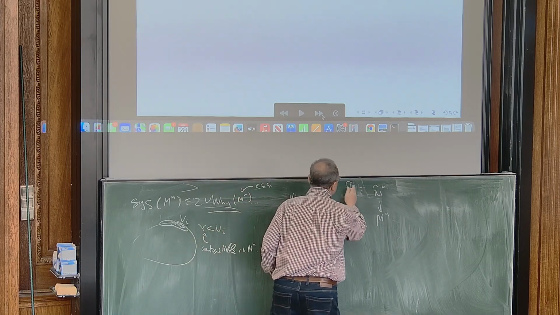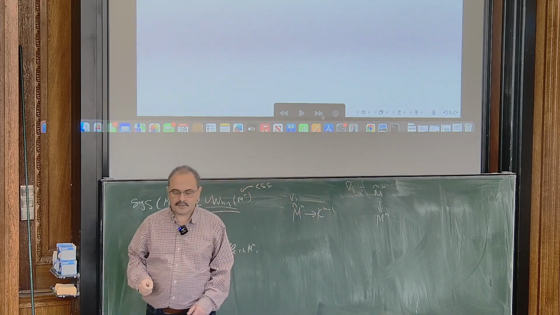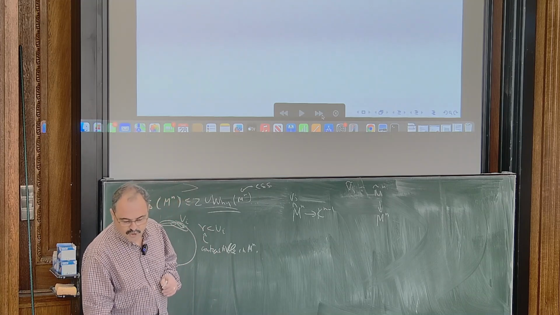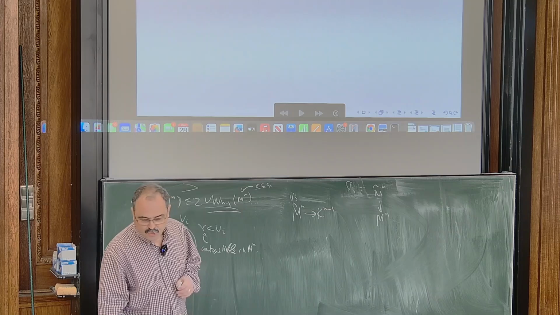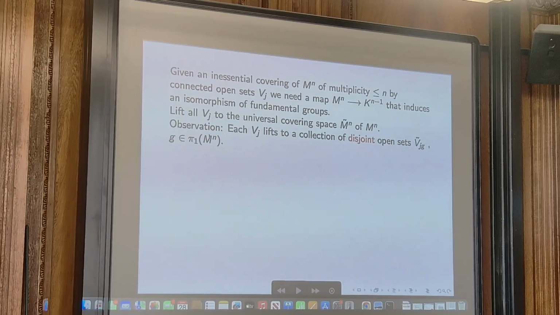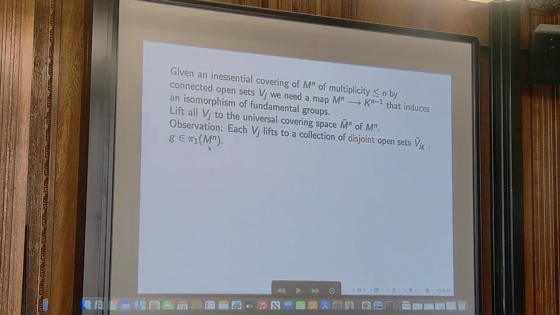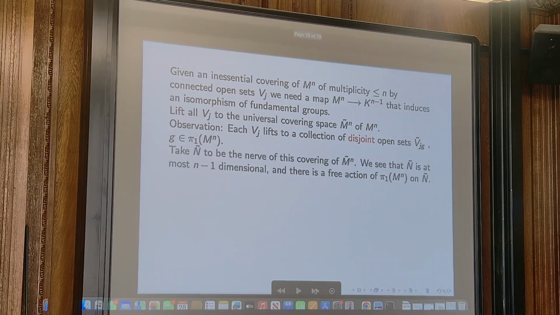We would like to lift them to some sets Vj tilde, right? But each set Vj lifts into a collection of disjoint open sets indexed by elements of the fundamental group. It is precisely here that the fact that all closed curves in Vi are contractible becomes useful, because if they intersect, we will easily get a contradiction to this assumption. And the rest is easy.